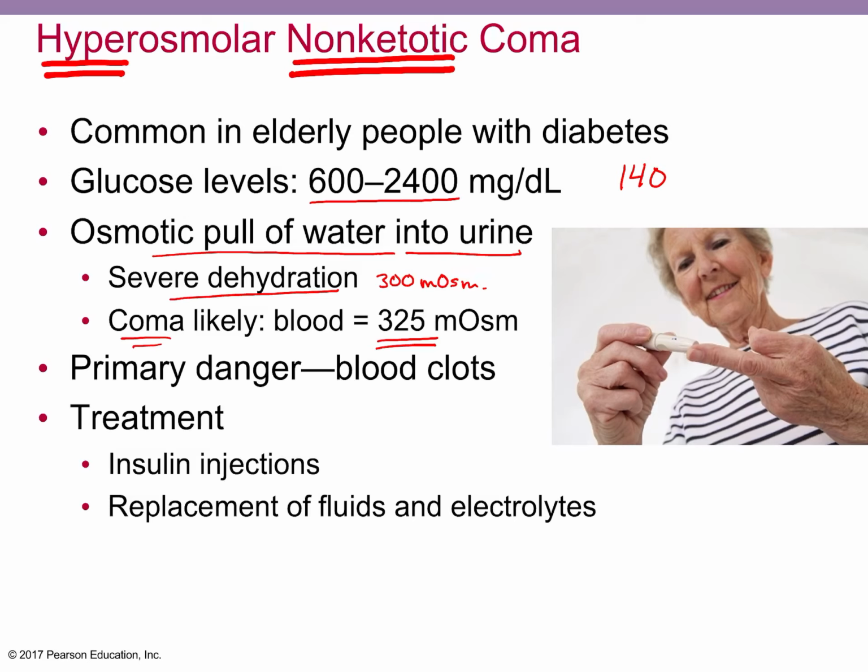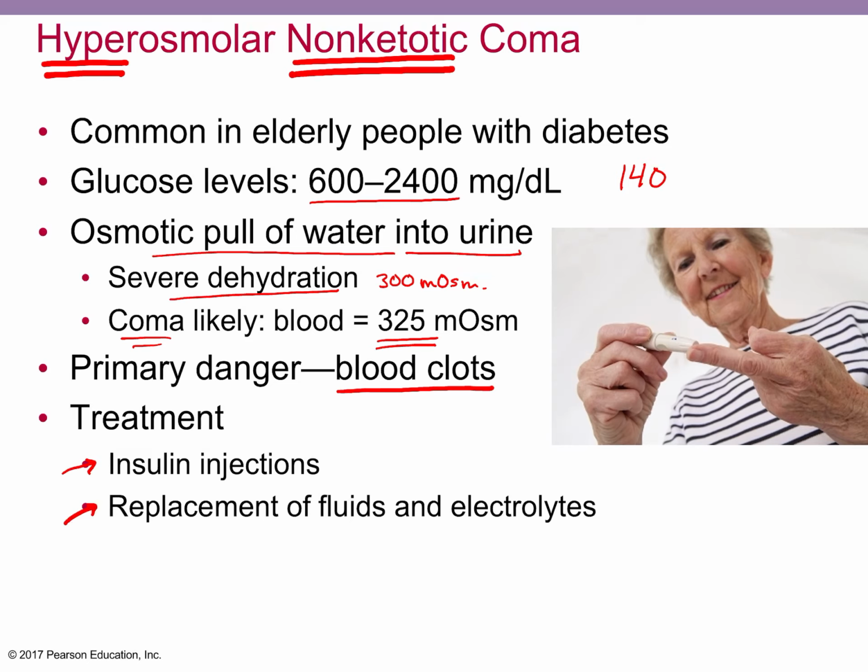So with this, the primary danger is not the ketoacidosis, but it's with blood clots, because as their blood gets thicker, they have more of a chance of creating these abnormal clots. And so that's sort of the primary danger in this hyperosmolar non-ketotic coma. And again, treatment's going to be similar to the last treatment. We want to give these people insulin, and we want to replace the fluids and electrolytes so that they can start to thin out the blood.